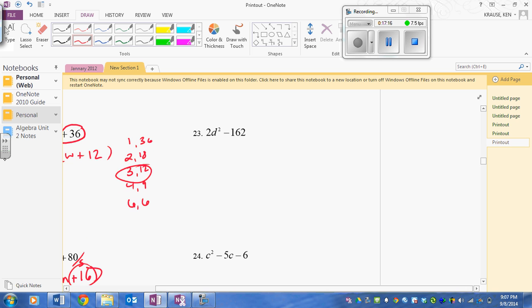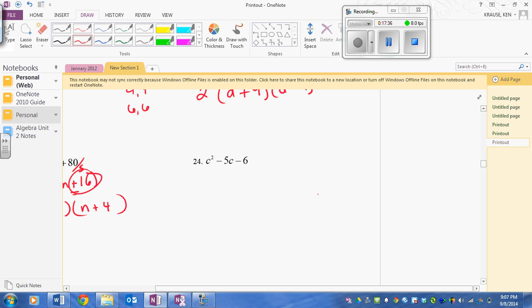And then let's do those hard ones. GCF 2, left with d squared minus 81. Minus 2, d plus 9, d minus 9. That's the difference of perfect squares again.